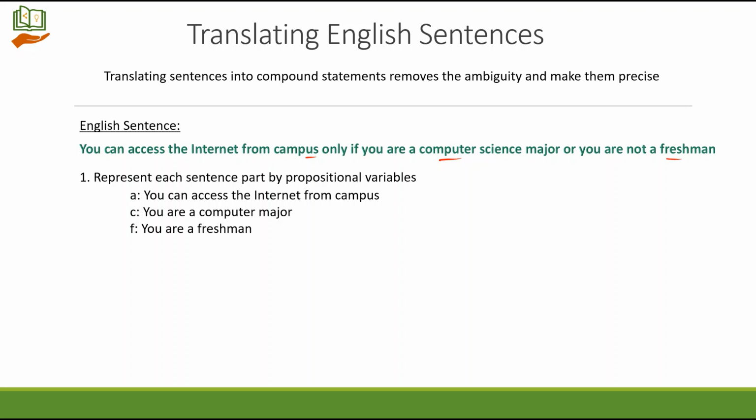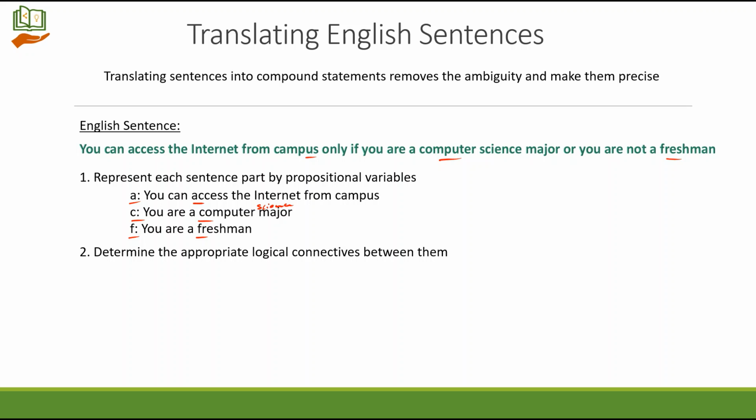Access the internet from campus can be taken as propositional variable A. Computer science major is what I have written as computer major here. So you can take it as computer science major. This is C. And you are a freshman becomes F. So I have not used the conventional PQRS variables in order to understand the statement better. Access for A, computer science for C and freshman for F. In order to make it meaningful, I have taken it as A, C and F. So the first step is to represent each sentence by a propositional variable. The second step is to determine the appropriate logical connectives between them.